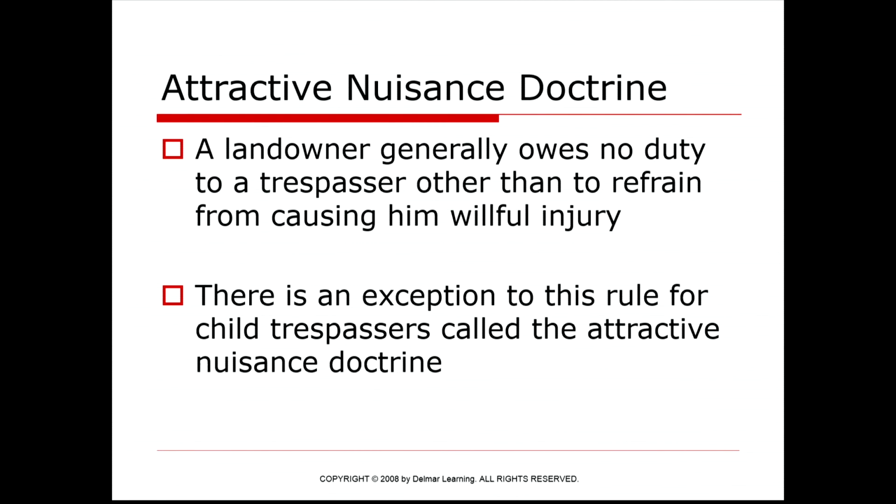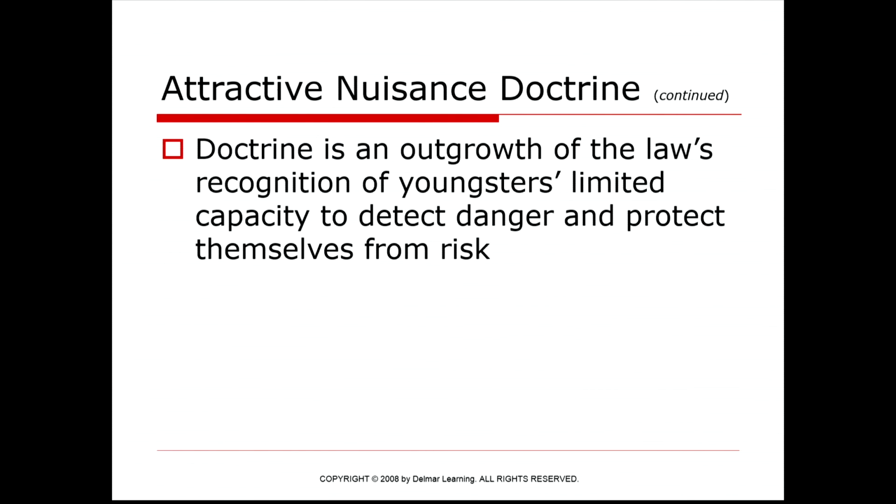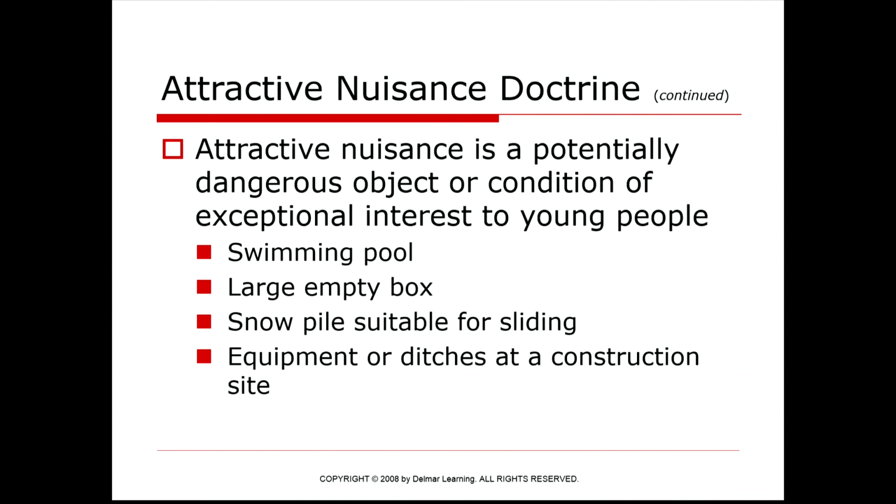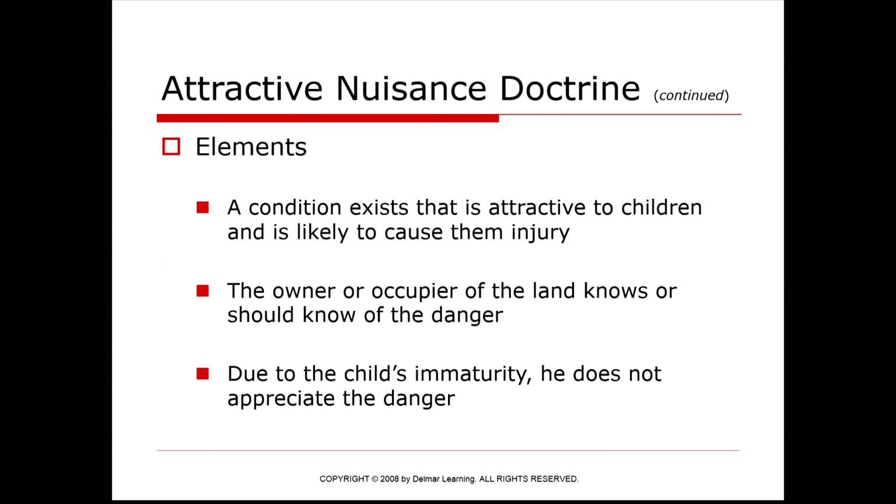Attractive nuisance doctrine, which is one of my favorite doctrines, and I'm positive you'll be tested on it. A landowner generally owes no duty to a trespasser. However, there is one exception to the rule: child trespassers, called the attractive nuisance doctrine. Basically, if a nuisance, and an attractive nuisance could be something as simple as a pond, is very enticing to the child, then the hotel and the restaurant should be aware that such an item would be very attractive to the child, and they have to take precautionary measures. Examples: a swimming pool, large empty box, snow pile, etc.